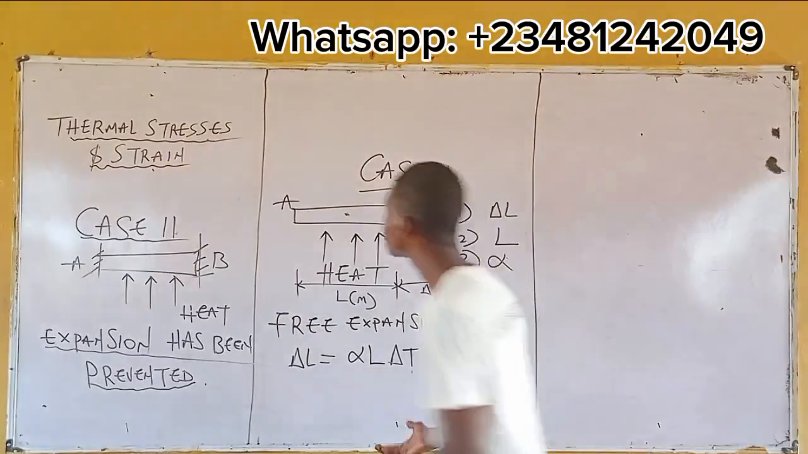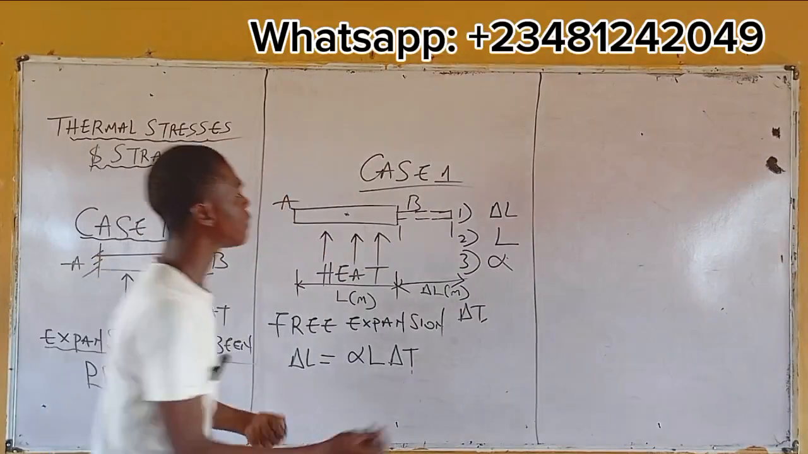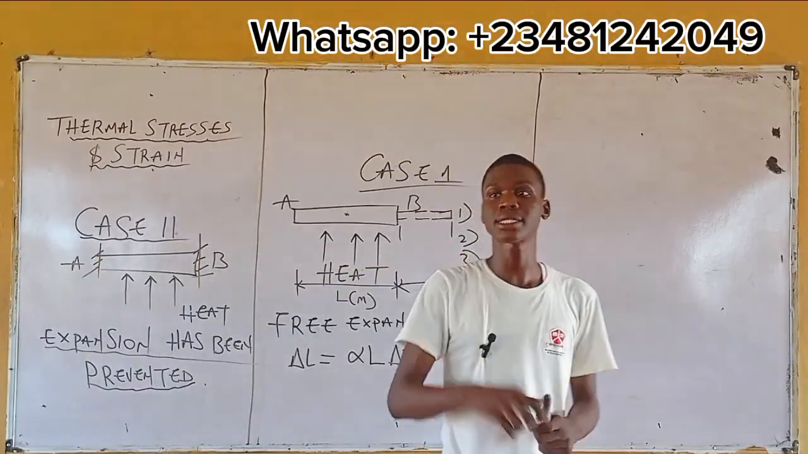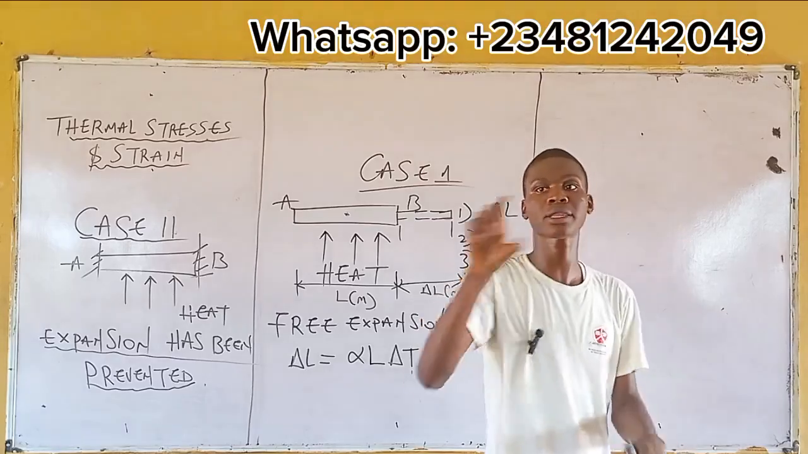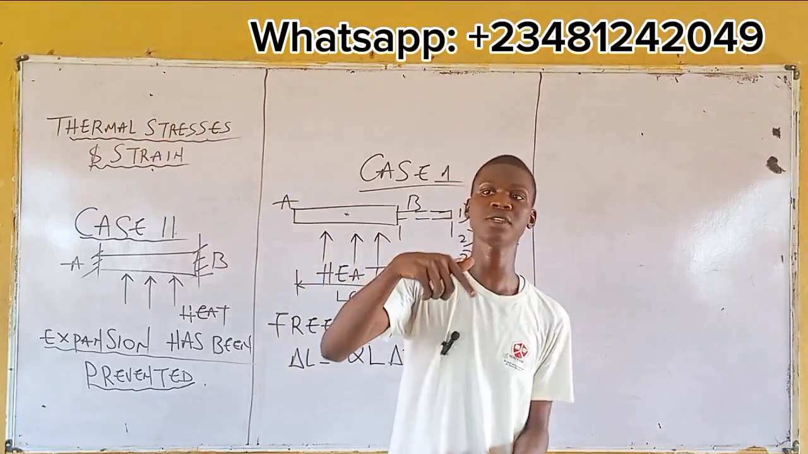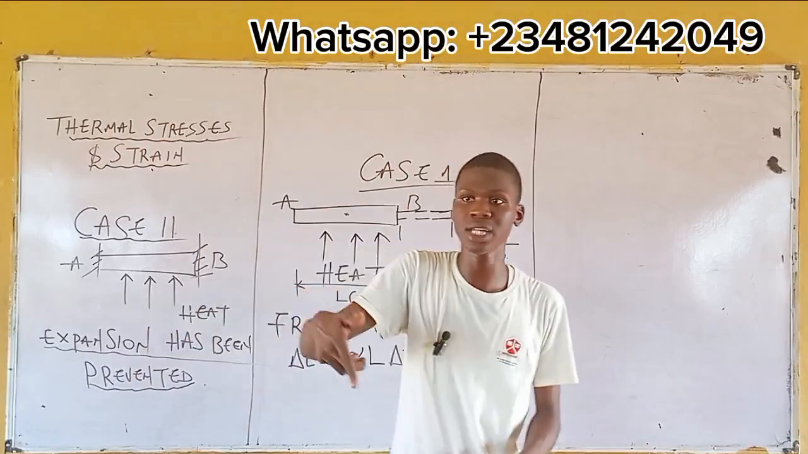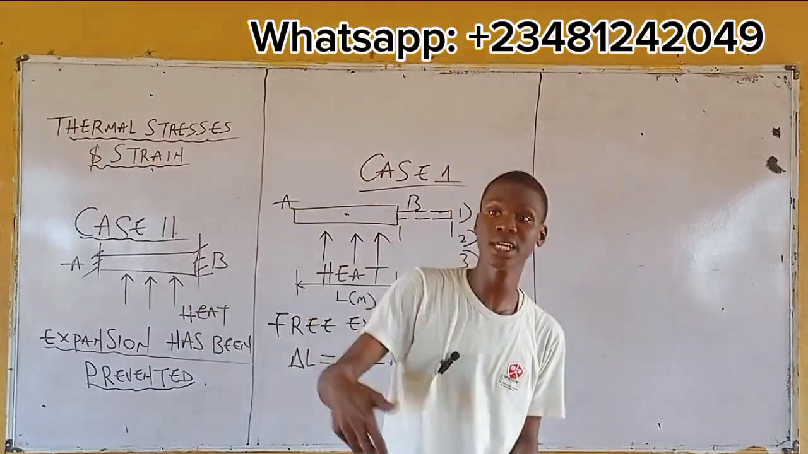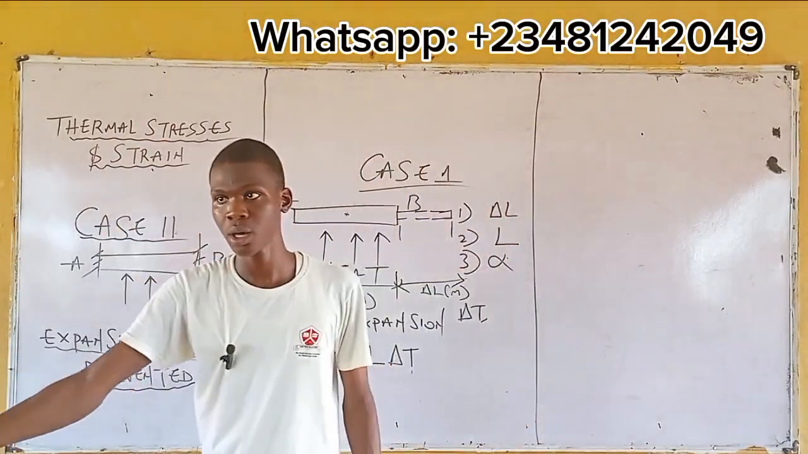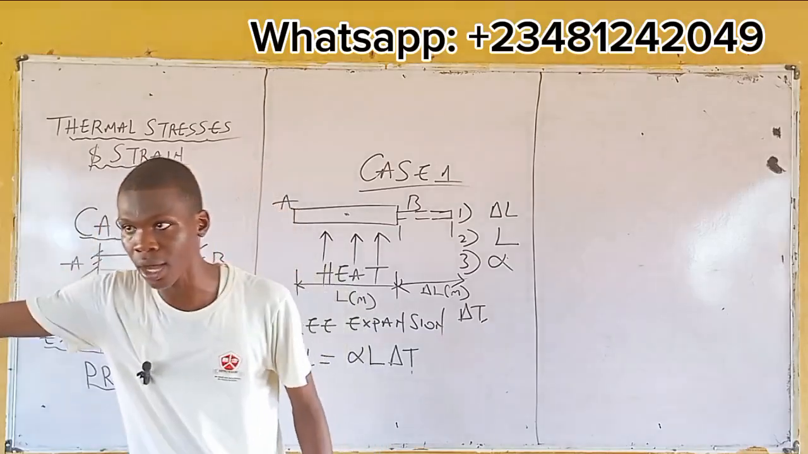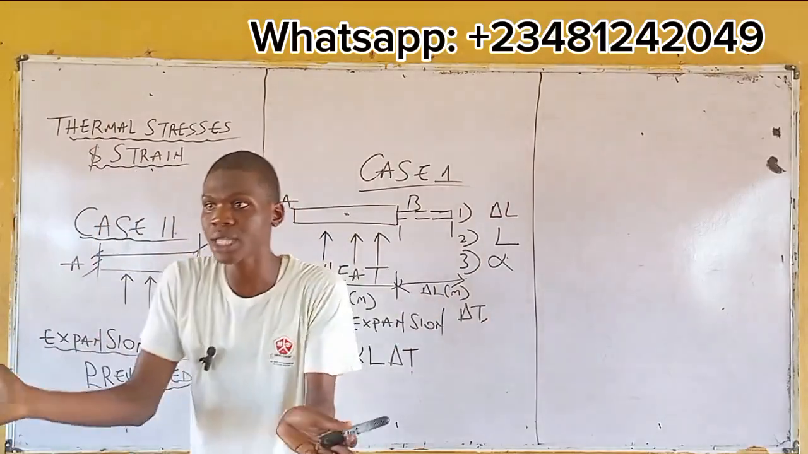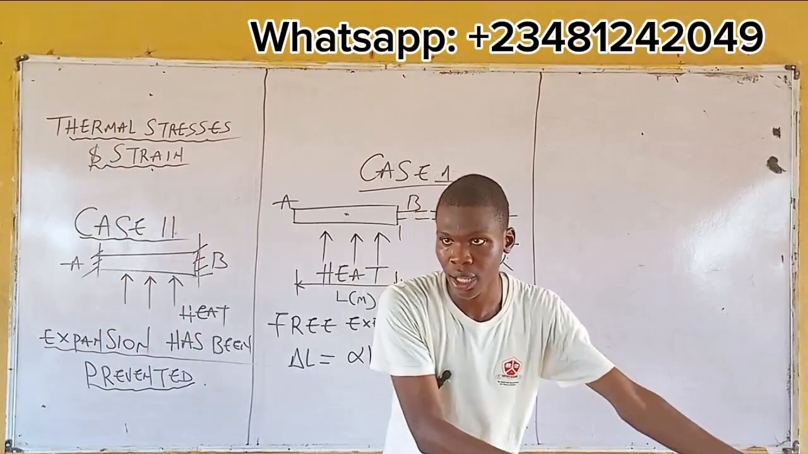Okay, how do you illustrate it? Let's say the total length of your rod or your material is 9 meters, and the question says that it is partially prevented at a distance of 6 meters. What does it mean? You are left with 3 meters. Meaning of the total length of 9 meters, they have prevented 6 meters.